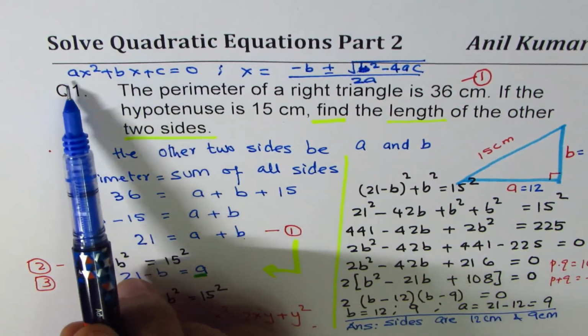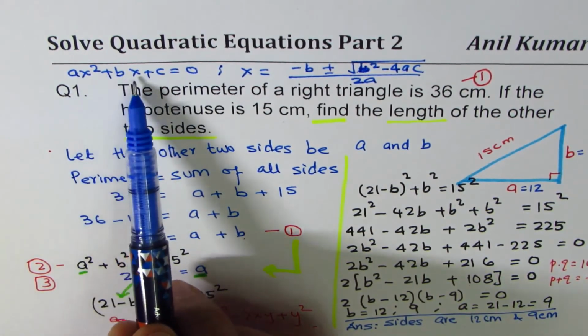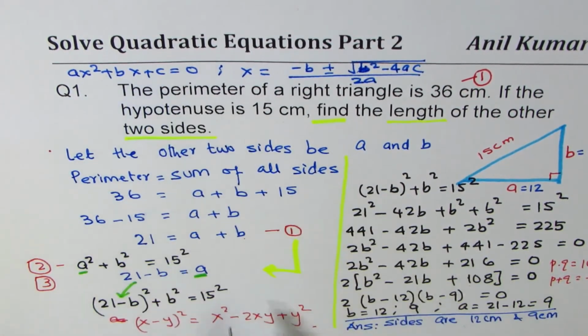A and B are coefficients of x squared and x respectively, and C is a constant. You'll get the same answer, right? So if factoring is difficult at times, then use the quadratic formula to find the answer.